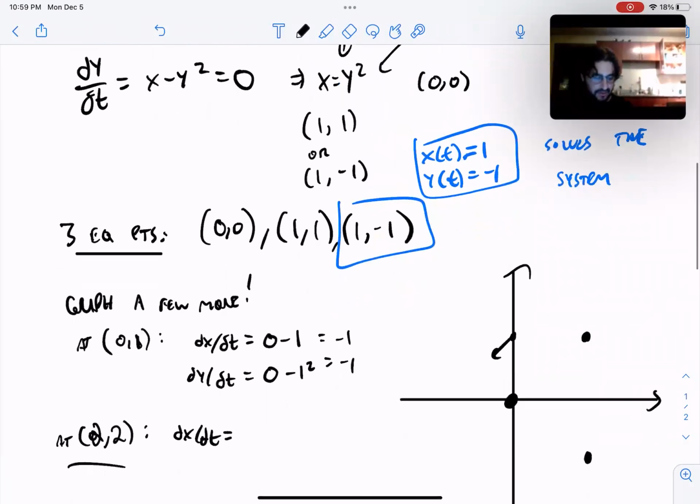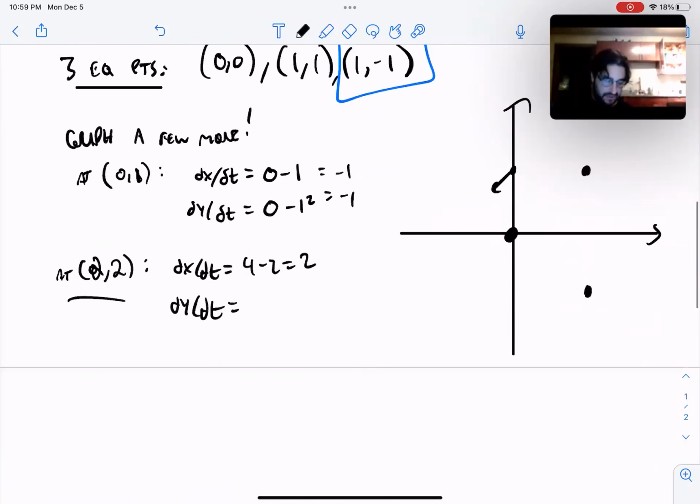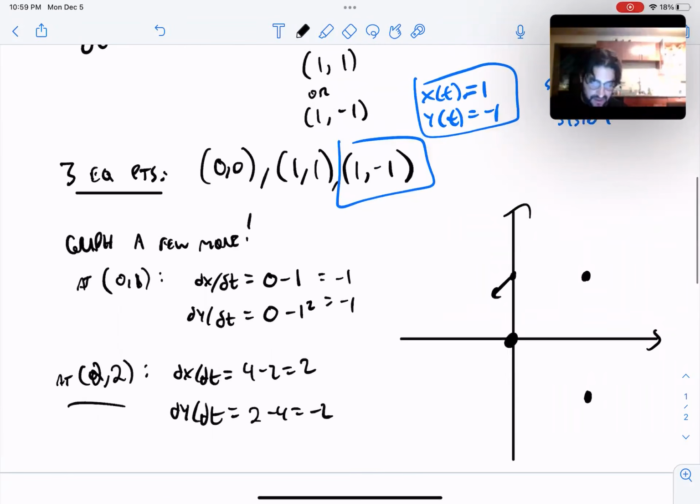So 2, 2, we do 4 minus 2 is 2. Right, dy/dt is 2 minus 4, which is -2. So there we go. From 2, 2, from this point up here, we would go to the right by 2 units and down by 2 units. So it would look like a large magnitude vector that way. Okay, so you could draw arrows and draw arrows and draw arrows, right? And maybe you get a sense of what it's doing after a while.